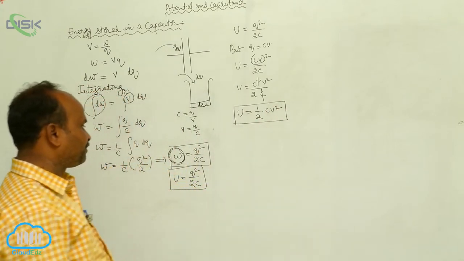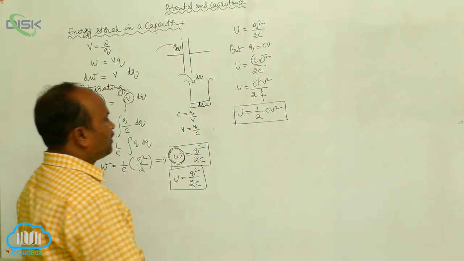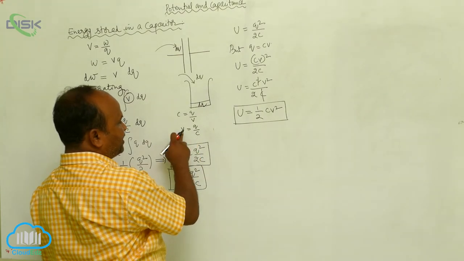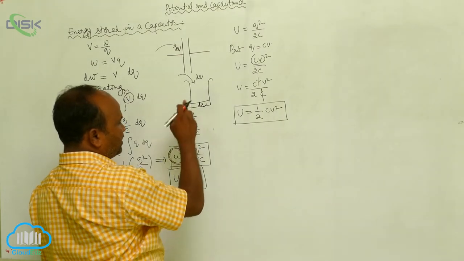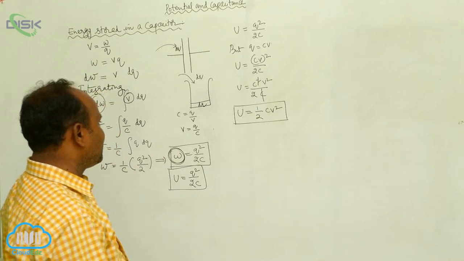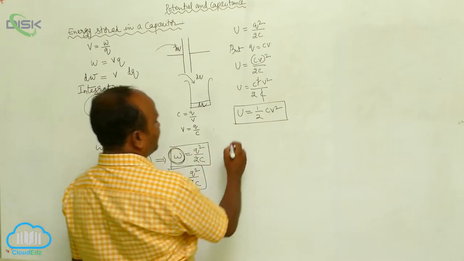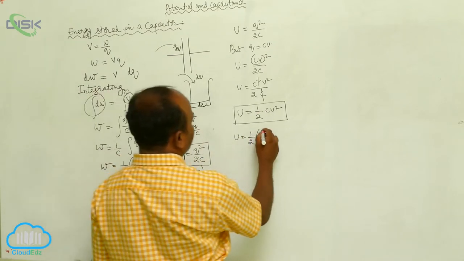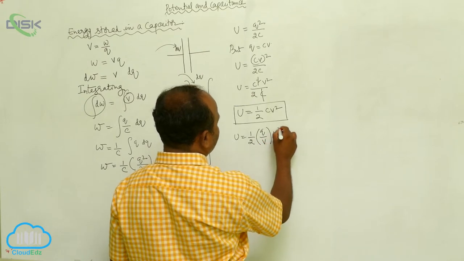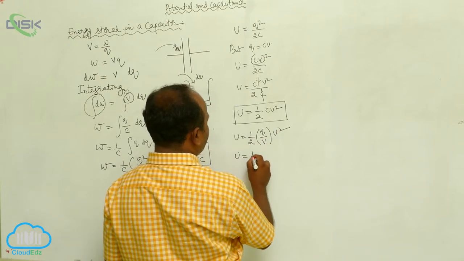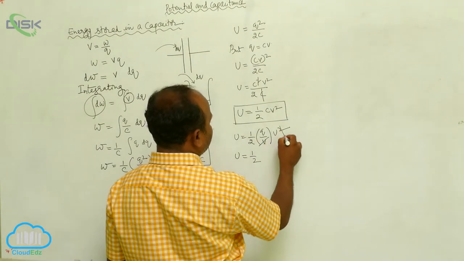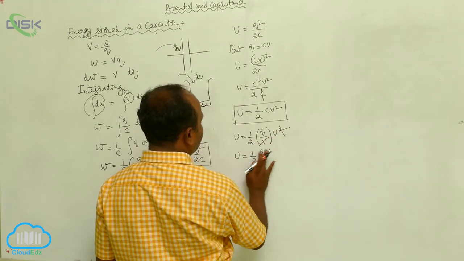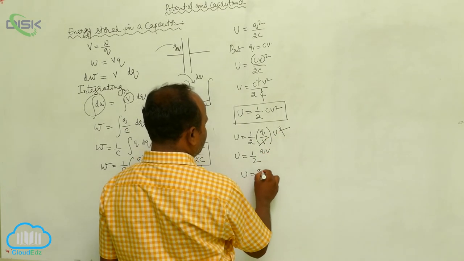Now, next one. V is equal to Q by C, or otherwise C is equal to Q by V. U is equal to 1 by 2 C V square, with C equal to Q by V, so U is equal to 1 by 2 into Q by V into V square. V gets cancelled, so U is equal to QV by 2.